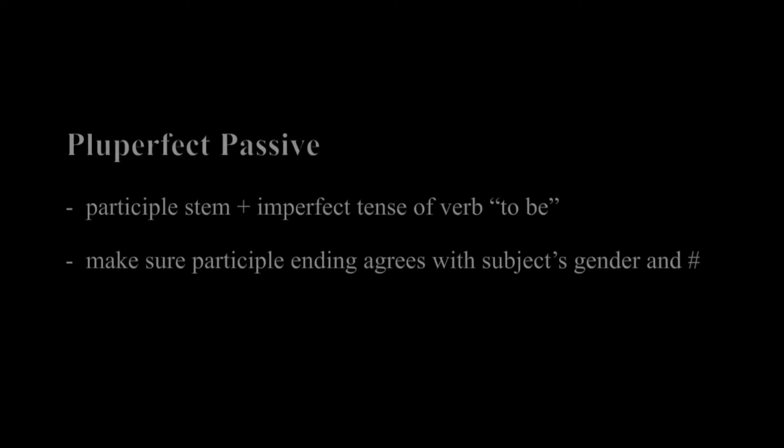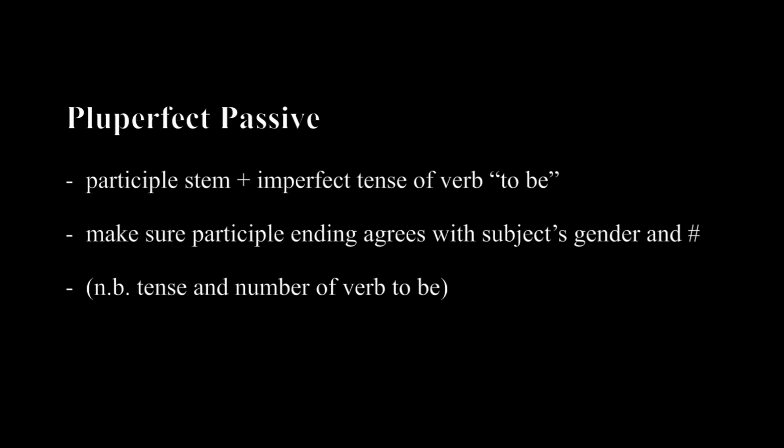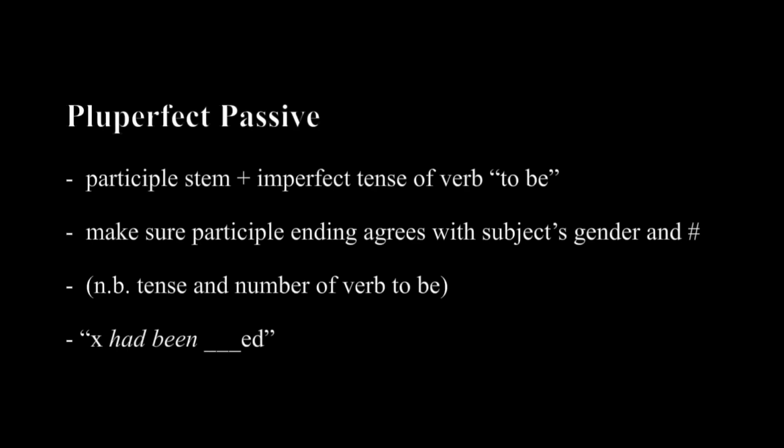Again, make sure the participle agrees with the subject's gender and number. Note the tense and number of the verb to be. Pluperfect passive verbs translate as X had been blanked. So, in the sentence Discipulus vulneratus erat, the verb vulnero is in the pluperfect passive form and translates to the student had been hurt. Now let's move on to the last verb form.